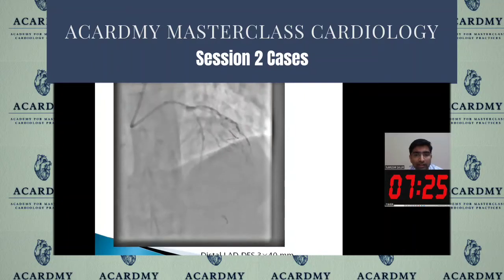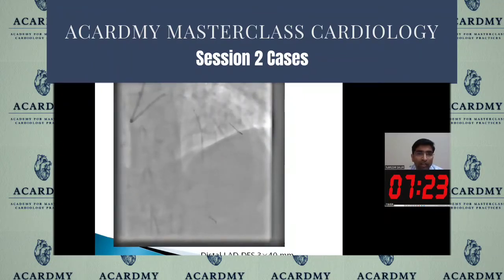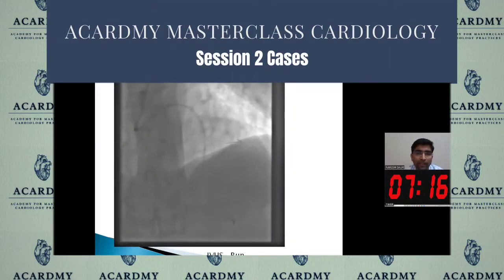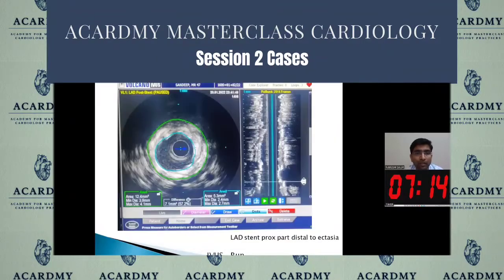So a distal LAD drug-eluting stent 3 into 40 mm was deployed just distal to this ectasia at low pressures, and then we took an IVUS run. The IVUS run shows the LAD stent in the proximal part, distal to the ectasia, with size around 3.5 mm. Although we did not do post-dilatation, so MSA was not achieved, and it was expected at the time. Our main purpose to do IVUS in this segment was just to measure the size of this diseased segment.